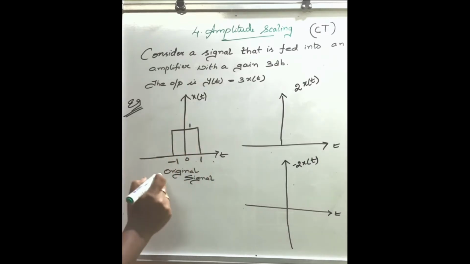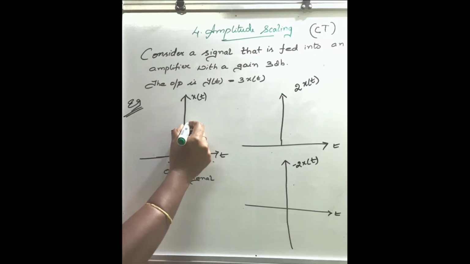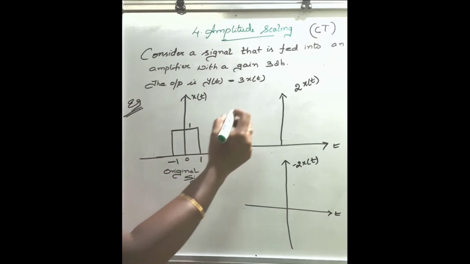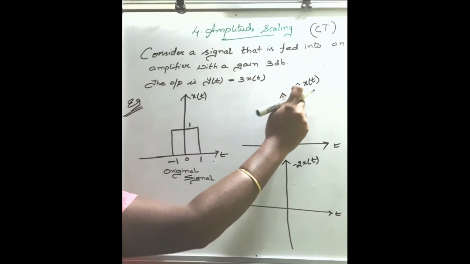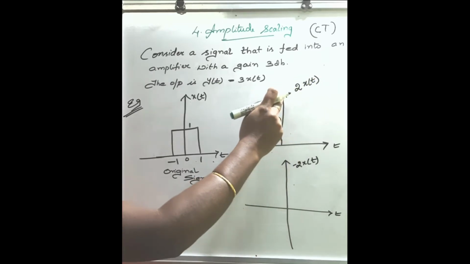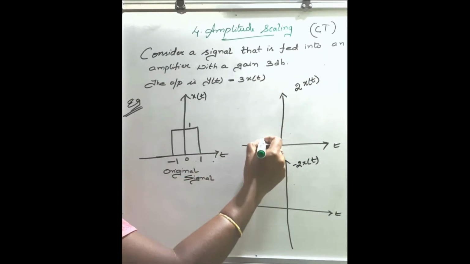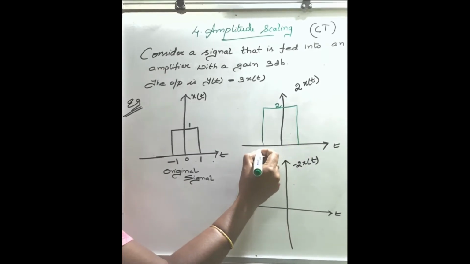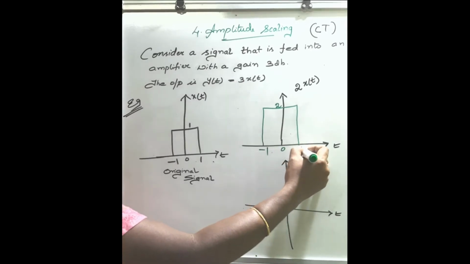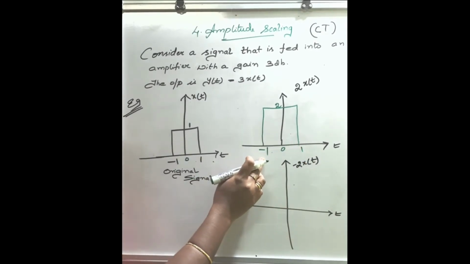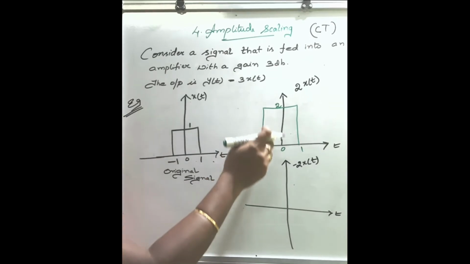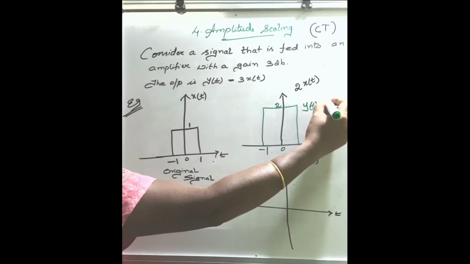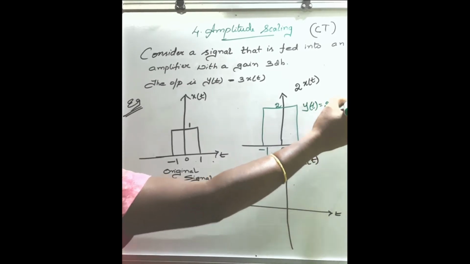Now here is an example for amplitude scaling. An original signal has been considered with an amplitude of 1 and time period from -1 to 1. Now the output for 2 times x of t, that is, it is scaled twice, will be like this. The amplitude is now 2, but the time period does not change. I repeat, there is no change in the time, only the amplitude doubles. So this is y of t is equal to 2 times x of t.